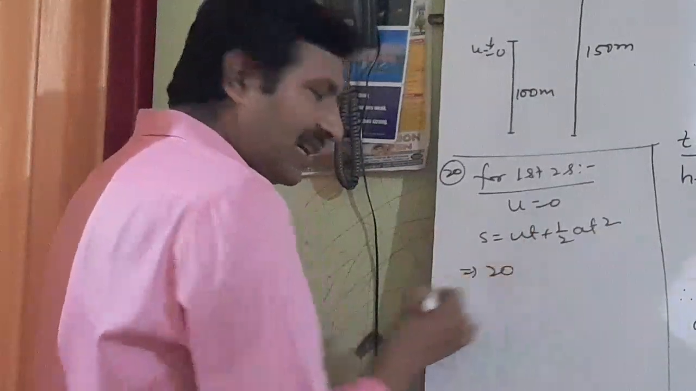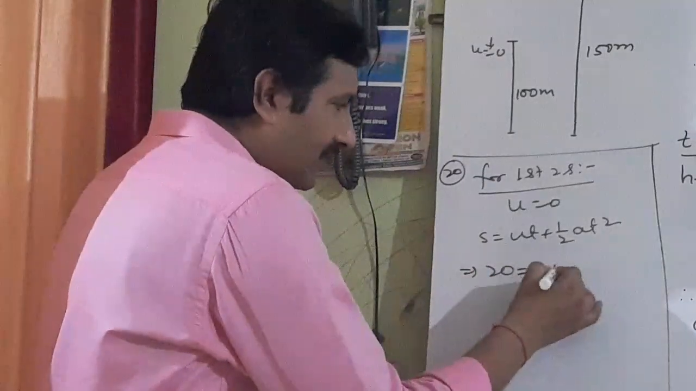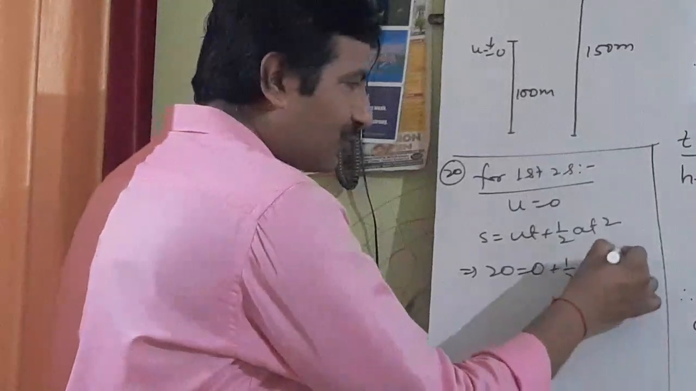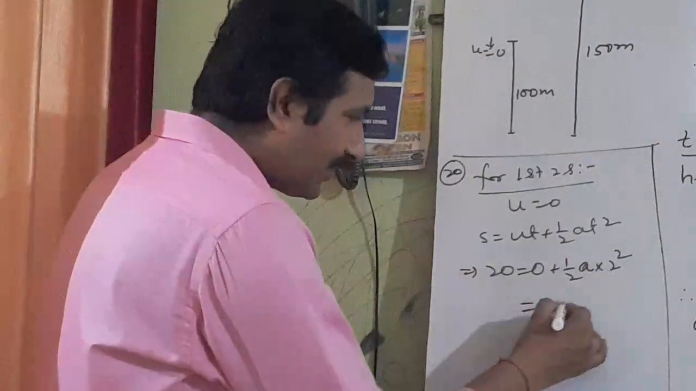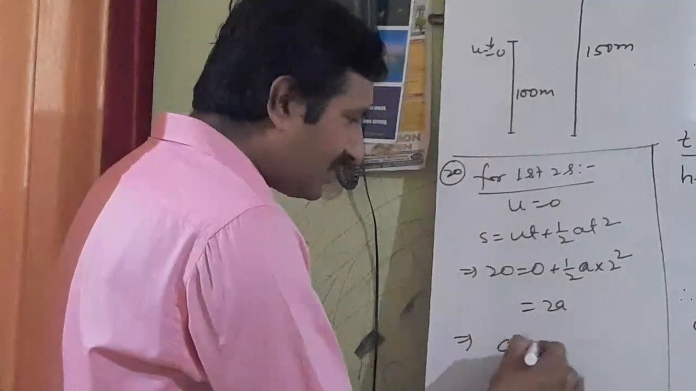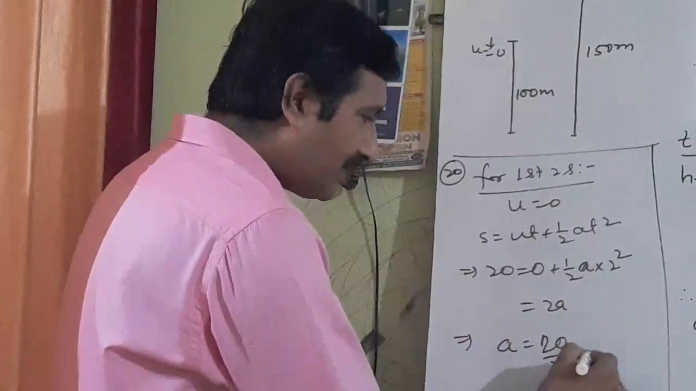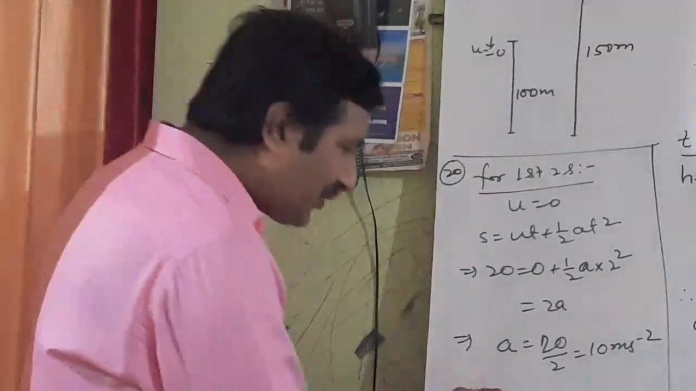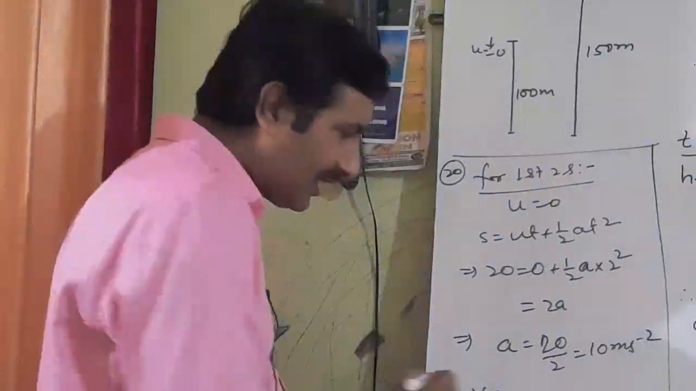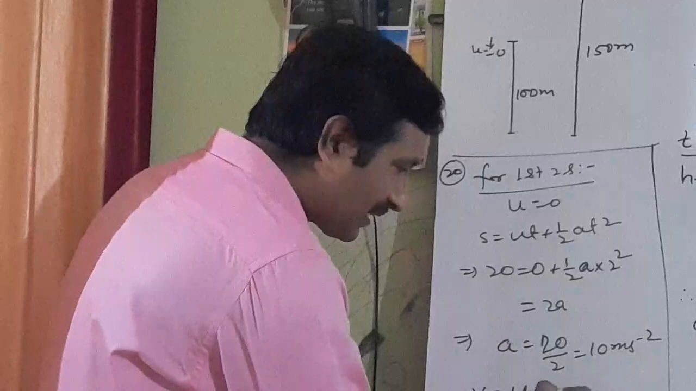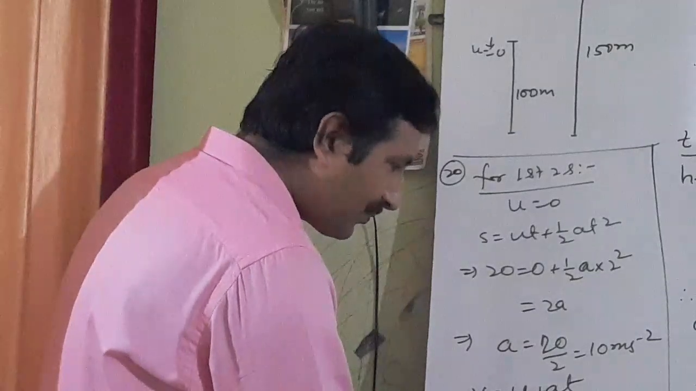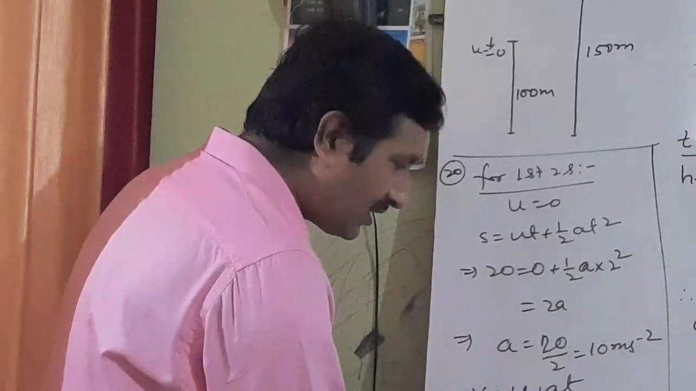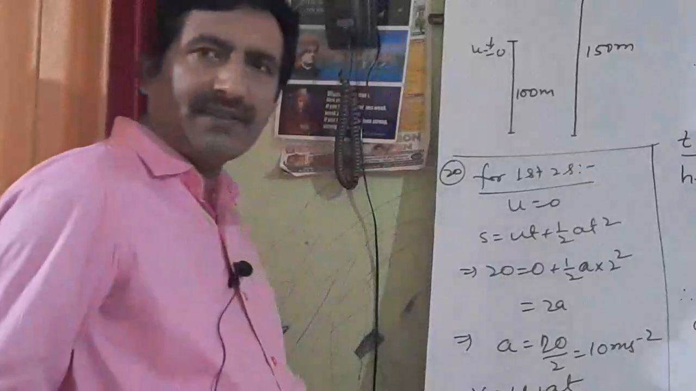S is given 20 meter, u is 0, so s = ut + half at², and you don't have the first term, and t is 2 seconds, 2 square. So this is 2a, and from here you can have a is equal to 20 by 2, means 10 meter per second square. Now see, velocity of the object after 2 seconds is given by v is equal to u plus at. This u is 0, a is 10 and t is 2. So this is 20 meter per second.